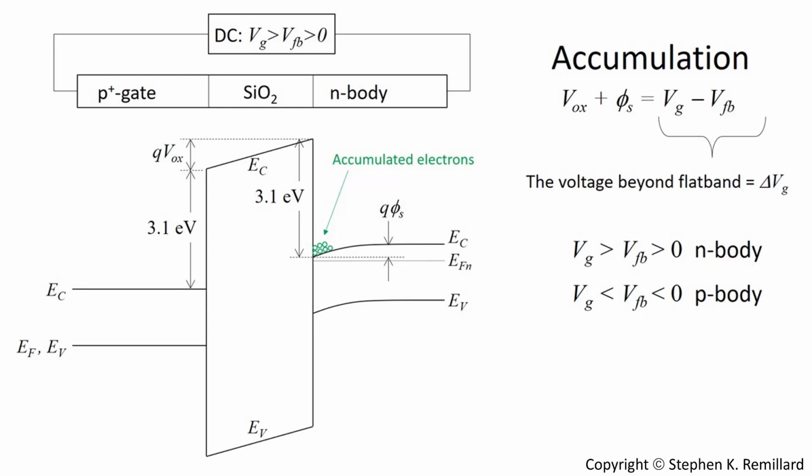In this video, I'll be describing the bias conditions of a MOSFET: accumulation, depletion, inversion, as well as the flatband condition. So I've introduced 3 bias regions and 1 bias point. Just to summarize, the 3 bias regions are accumulation, depletion, and inversion. And the 1 bias point is flatband.